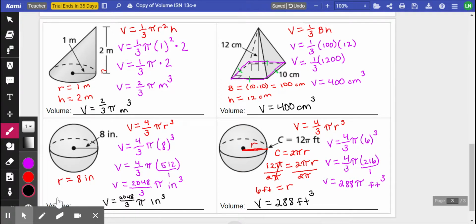All right, so here we have all 4 examples, and you should be able to use this as well as those formulas from the first page to help you with the practice sheet.